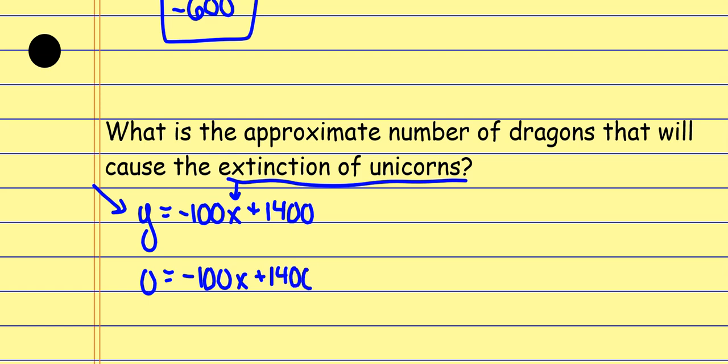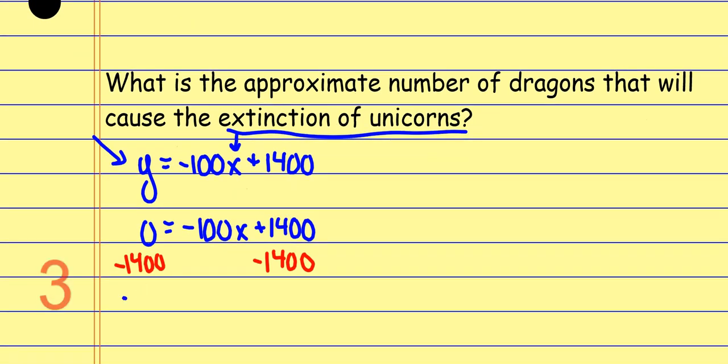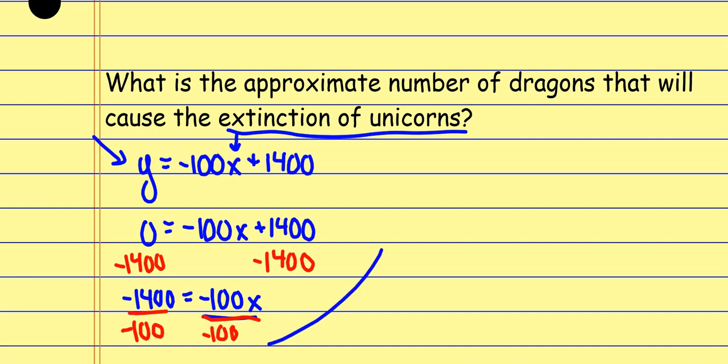And so now I can solve this thing. But again, it's all about estimation here. We're estimating a line that looks good. We're estimating the equation of that line so that we can use that to estimate future values, okay? And now we divide each side by a negative 100, okay? And so the answer I get, X equals 14. In other words, once I have 14 dragons, that's when the unicorns go extinct, okay?